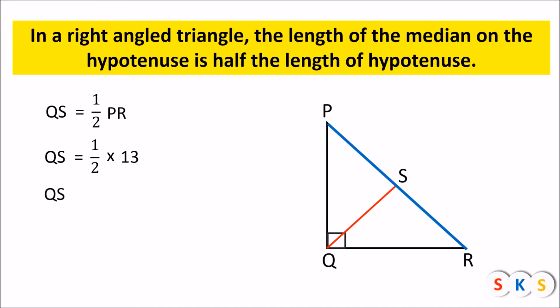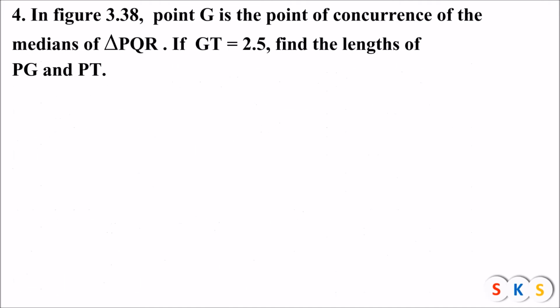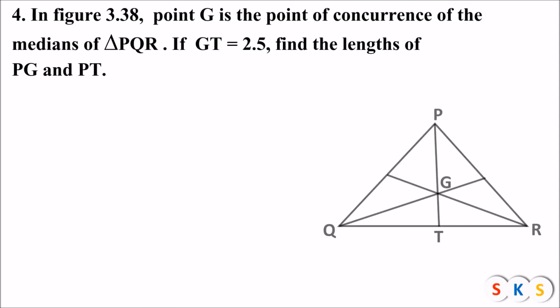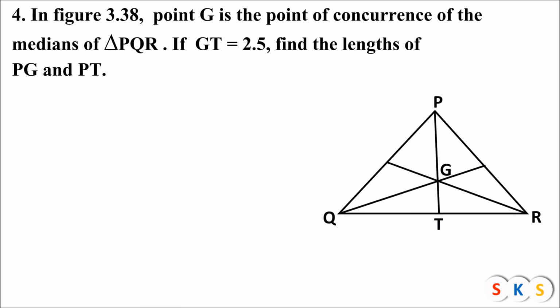Now here we have the next question. In figure 3.38, point G is the point of concurrence of medians of triangle PQR, and if GT is 2.5, find the length of PG and PT. Let's see the solution of this question.